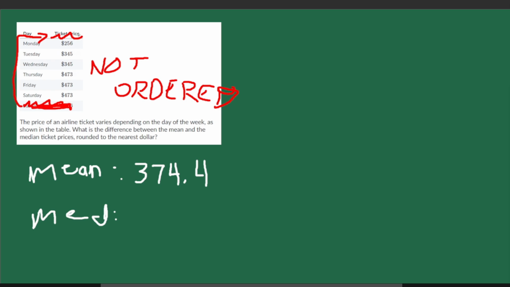Now it's ordered. Okay, so this is going to be 1, 2, 2, 3, 1, 2, 3. Our median is going to be 345. Then we're just going to subtract it, 345. And once you subtract it, you're going to end up getting 29, or not 2.9, 29.4, and round it to the nearest tenth, it's just 29.